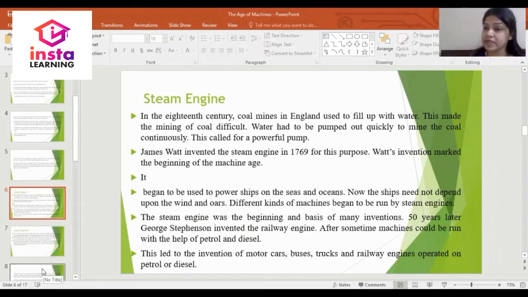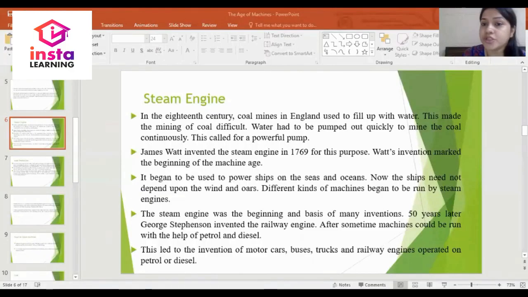So, let's understand the first learning objective of the chapter, which is the steam engine. Dear student, this is a very important part of this chapter.